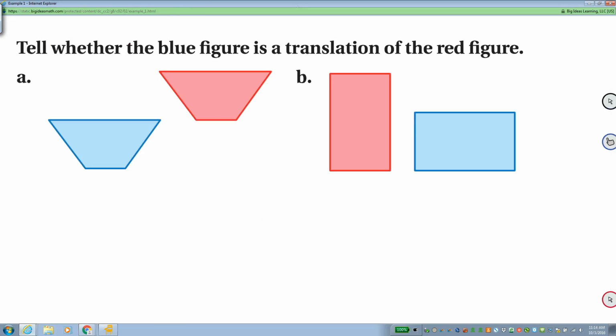All right, so the first one, tell whether the blue figure is a translation of the red figure. So just on your table, quickly, ladies and gentlemen, say yes or no. So you have A and B. Is the blue figure a translation of the red figure based off of our definitions that we just had? Quickly, take about 10 seconds.